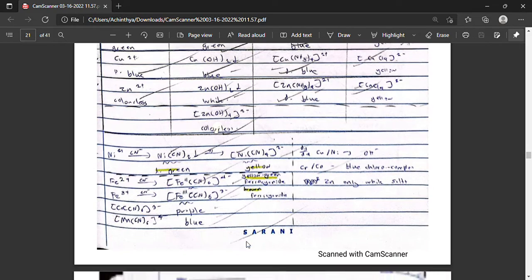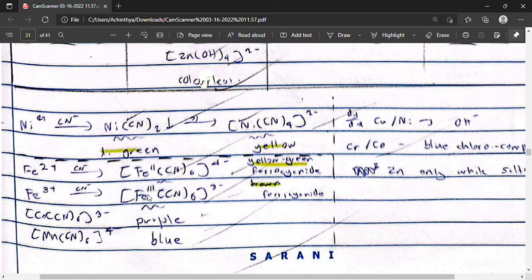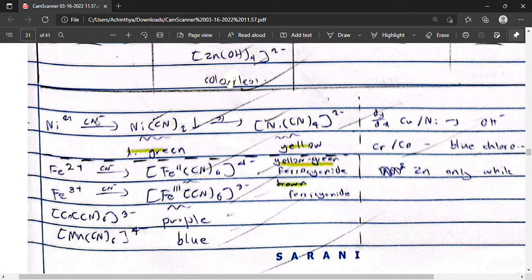And then we have the cyanides. Nickel, when reacted with cyanide, forms a light green color precipitate, nickel cyanide. But when excess cyanide is added, it forms a yellow color complex, as you can see over here, tetracyanonickelate 2 ion.